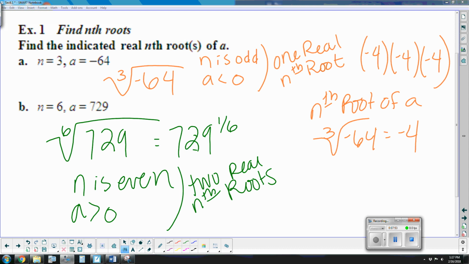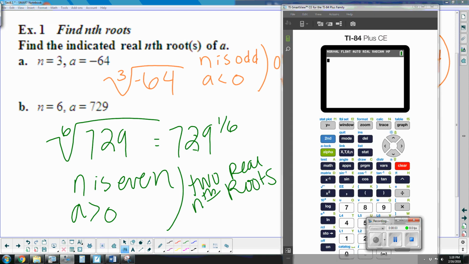Now you could do some guess and check, or you could use your graphing calculator, or any calculator that you can put in exponents. But something you should remember with your graphing calculator is it's probably only going to give you the positive solution. So you have to know that there are 2 real nth roots.